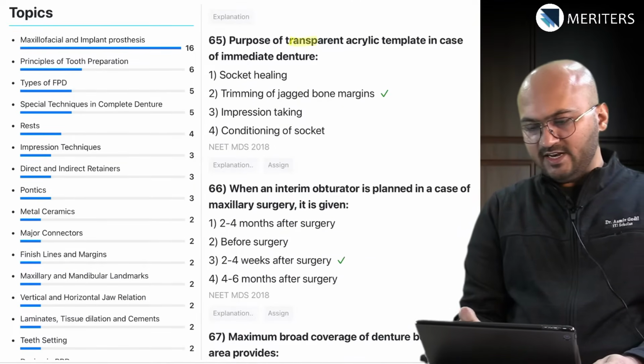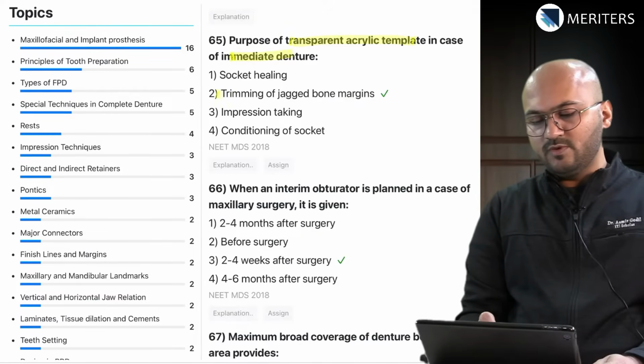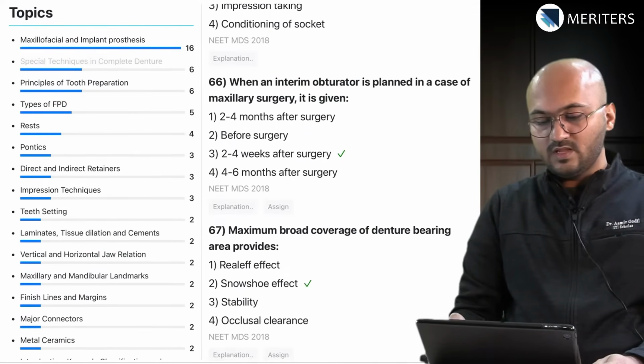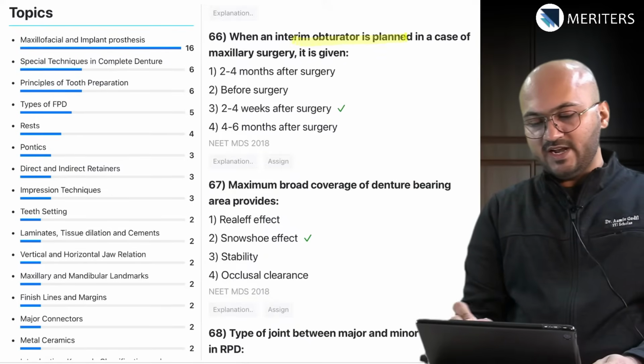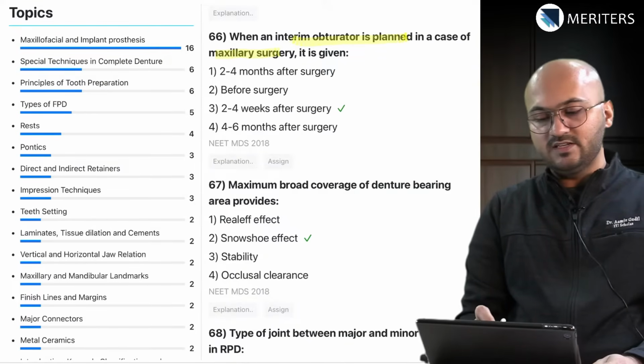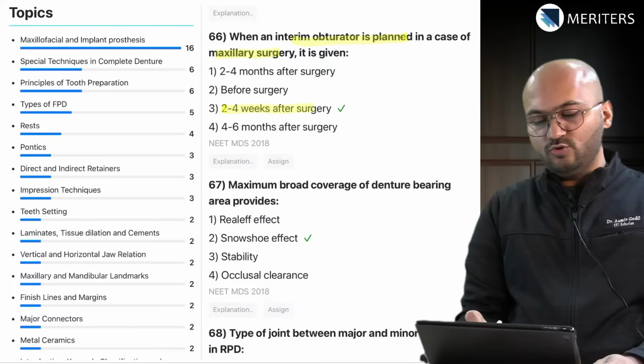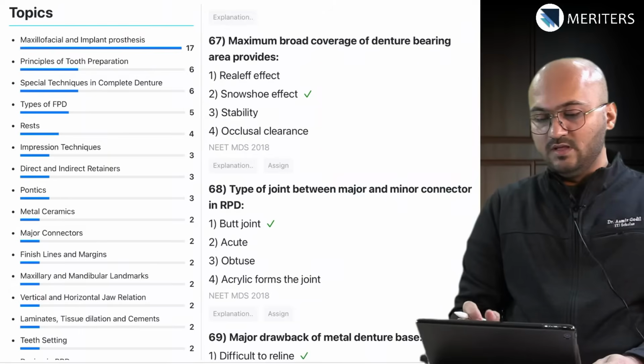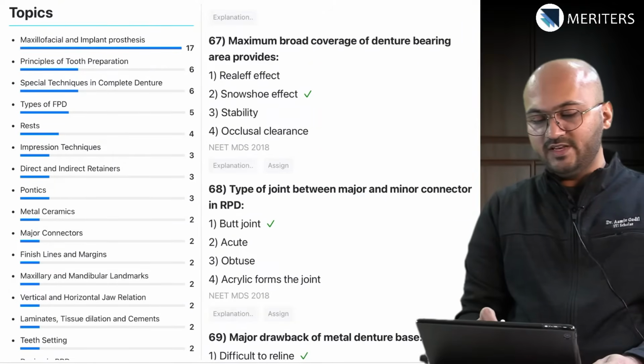Purpose of transparent acrylic template in case of immediate denture is to be able to get a better visualization of the bony margins. Then interim obturator is planned in case of a maxillary surgery. It is given 2 to 4 weeks after the surgery. Maxillofacial prosthesis. Maximum broad coverage area of denture bearing areas provide snowshoe effect.